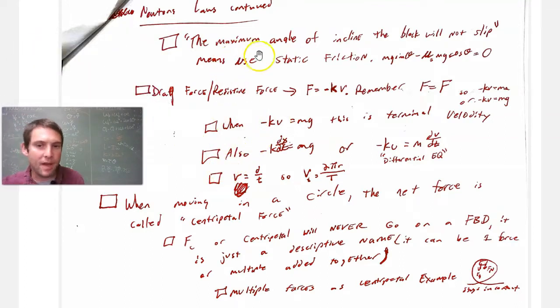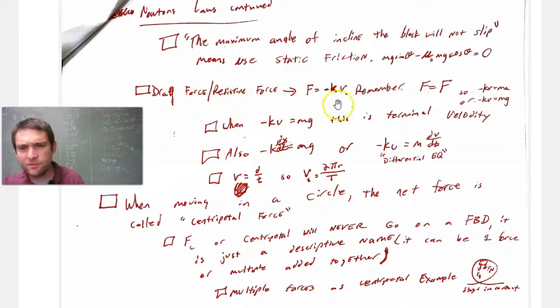Newton's laws continued. The maximum angle of the incline the block will not slip means you have static friction. So the stuff that makes it go minus the stuff holding it back equals zero. You're going to get, and then in that case, you're going to be solving for theta.